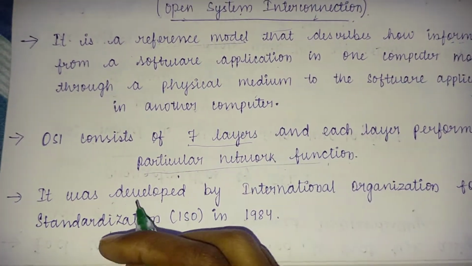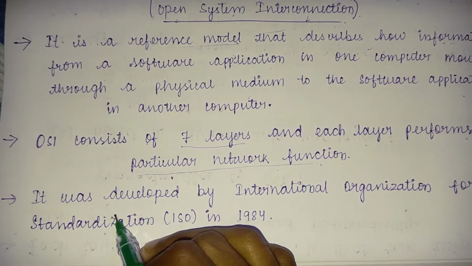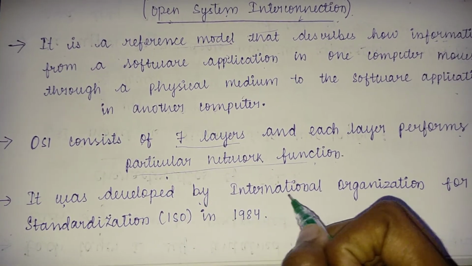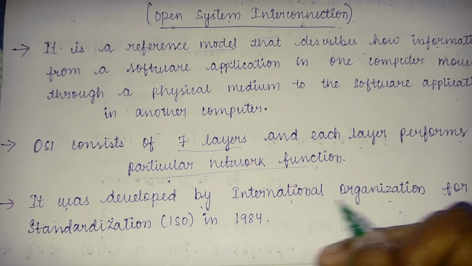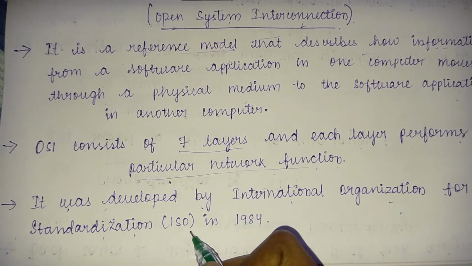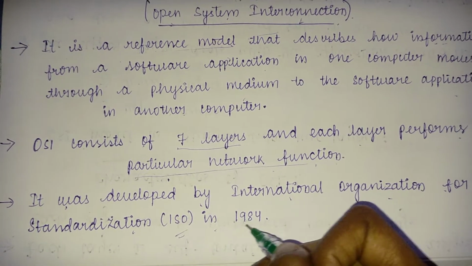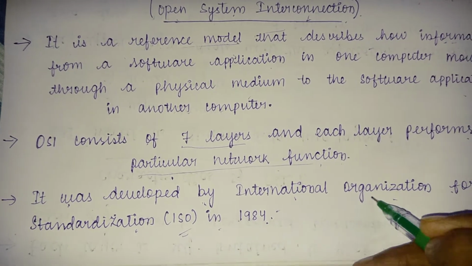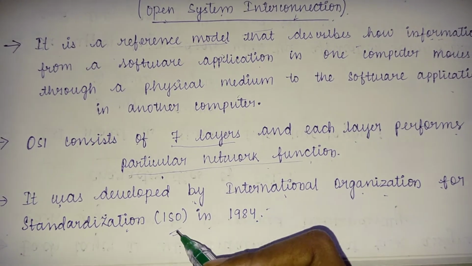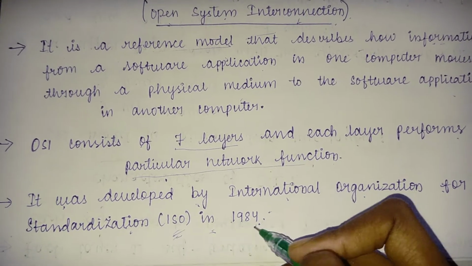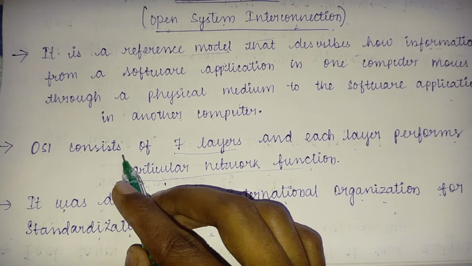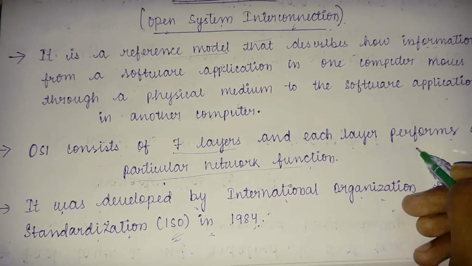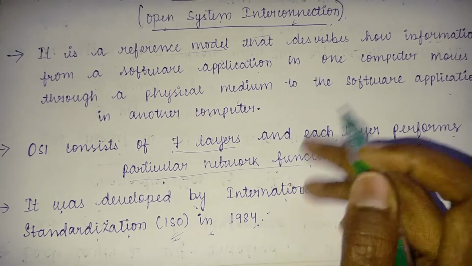Next one, where was OSI developed? It was developed by the International Organization for Standardization, which is also called ISO, in the year 1984. OSI consists of 7 layers, and each layer performs a particular network function, right?